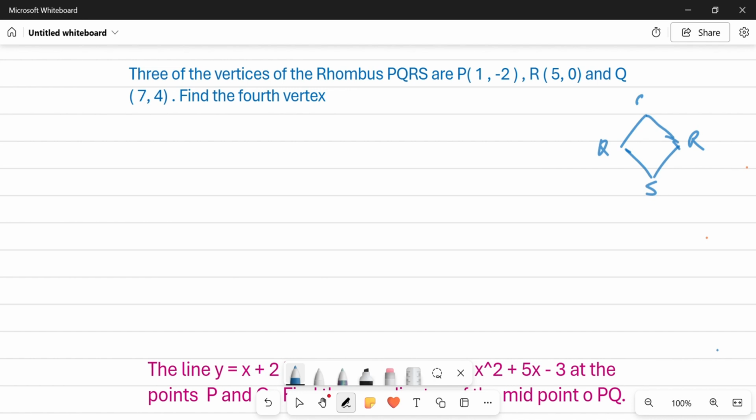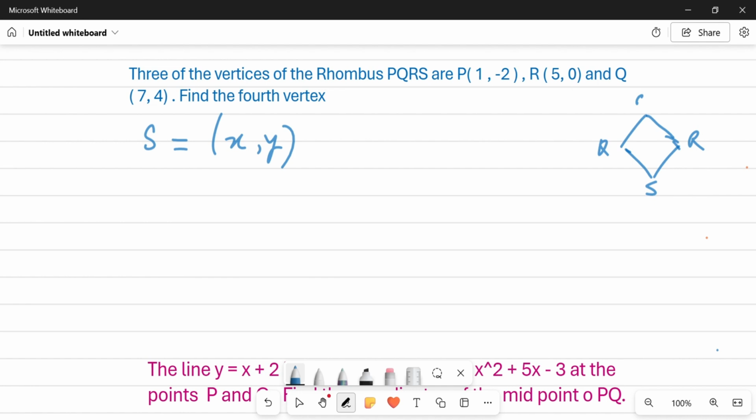What is S? The coordinates of S are x and y. Okay, we're assuming here. So let the coordinates of S be x and y. It's not given to you. So the midpoint of PQ is the same as the midpoint of RS, right? Because the parallel sides are the same. In a rhombus, all the sides are equal. So how are you going to find out? The midpoints are also not given to you, right?